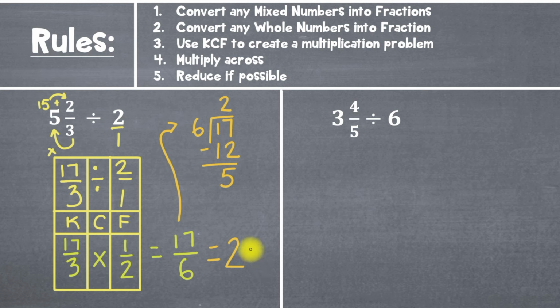Next, we've got our fraction. And the numerator for our fraction is actually our remainder. So this 5 is going to go on top here. And our denominator is actually just going to stay the same as it was before, which is 6. So therefore, we can say the quotient of 5 2/3 divided by 2 is 2 and 5 over 6.